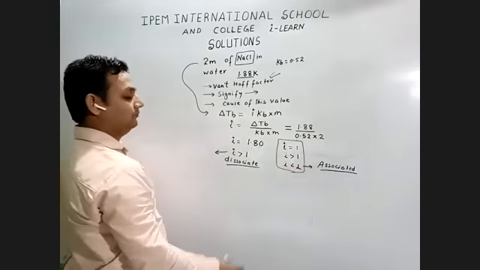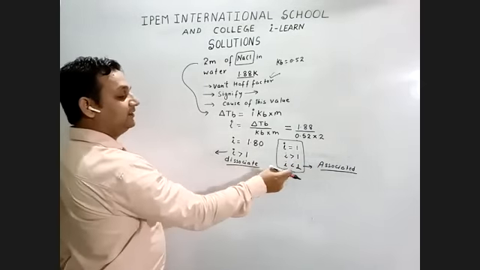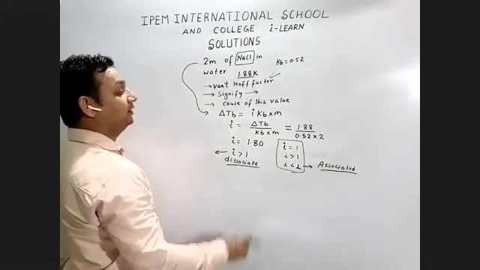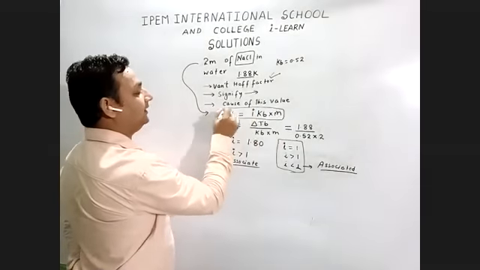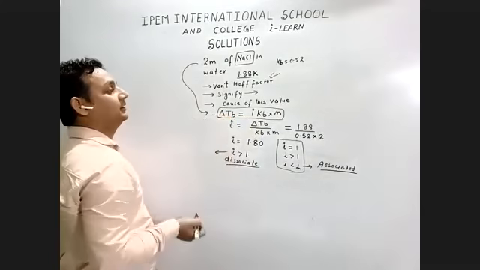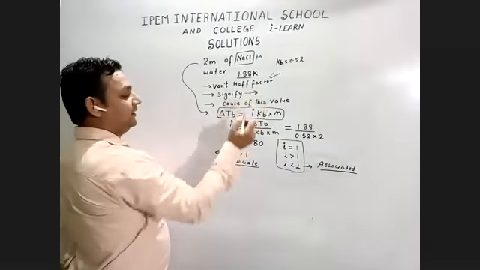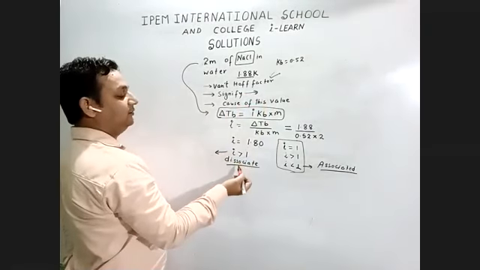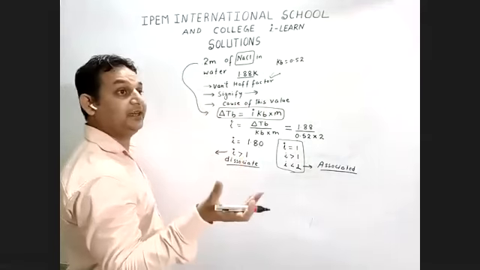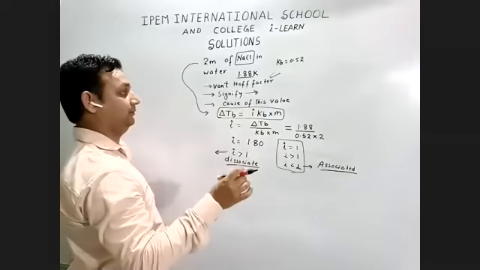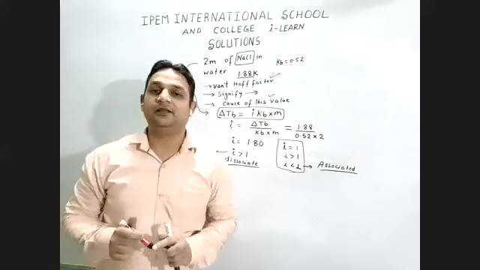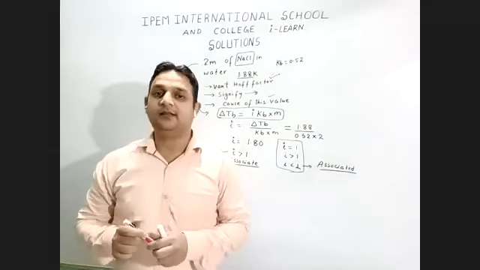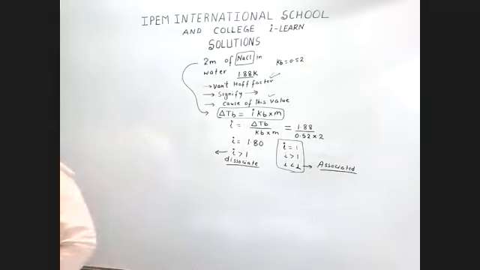Greater than 1, we have dissociation. Less than 1, we have association. Whatever formula we have to calculate along with that, we will put it there. So what does it signify? i greater than 1 means sodium chloride dissociates in solution. What will be the cause of this value? That we will discuss in the next class.